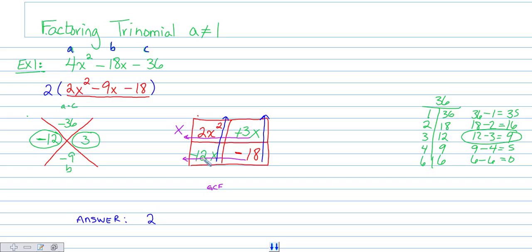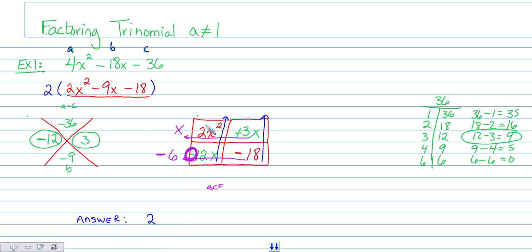Okay? 12 and 18 have a 6 in common. And then this is very, very important. Whatever the sign of the closer box is, that's the sign you're going to put on the 6. So this is a negative 12, so this is a negative 6. It's very important that you understand that the sign of the closer box is the sign that you take.